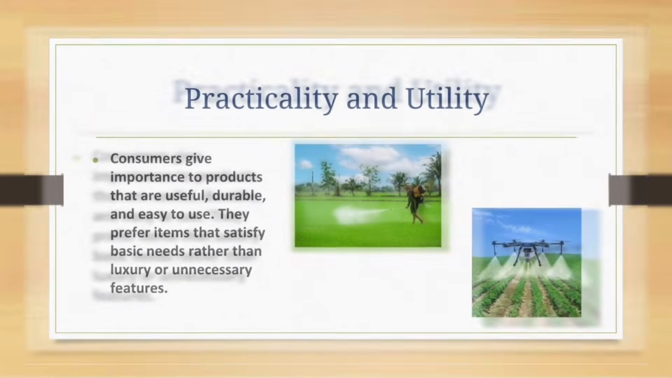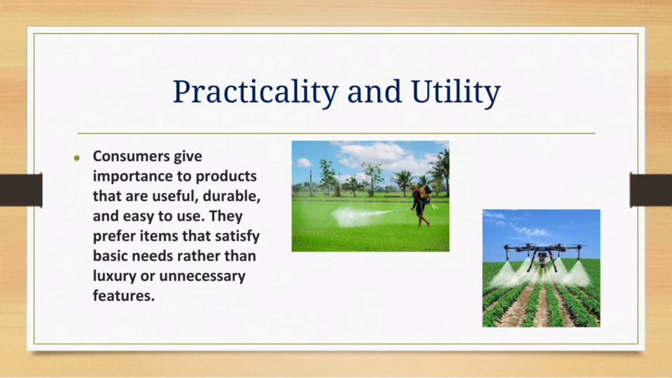The third aspect is practicality and utility. Rural consumers generally prefer products that are practical, durable, and provide long-term value. They focus more on the usefulness of the product rather than its appearance. Rural consumers mostly prefer essential goods rather than luxury goods. They look for products that reduce effort, save time, and can be used for multiple purposes. Easy maintenance and availability of spare parts also influence their buying decisions.